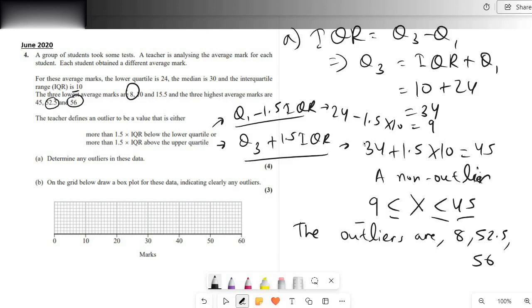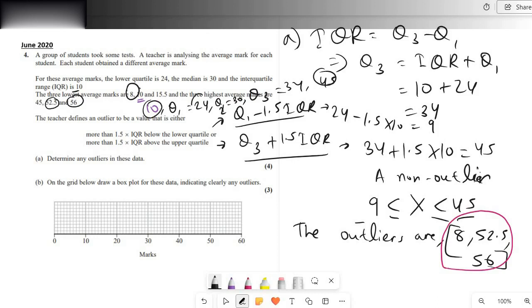For number B, we have to draw a box plot for this data, clearly indicating any outliers. So here we have 3 outliers, which we will be marking here like this. And the smallest value is going to be 10 here because that is not an outlier. The lower quartile is going to be 24. So we can draw. Then we have the median being equal to 30, and the upper quartile is 34. Similarly, the highest value is 45. So these 5 points are our most important things to note in our box plot.